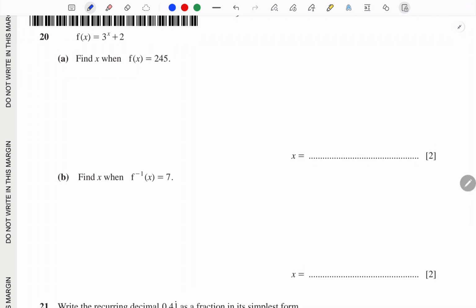Here we have been given f(x) equals 3 raised to the power x plus 2. We need to find the value of x when f(x) is equal to 245. Let's solve this question. We have been given f(x) equals 245. This is the value that has been given in the question paper. Now we know that the function f(x) is equal to 3^x + 2, and that is equal to 245. In this scenario, we need to find the value of x.